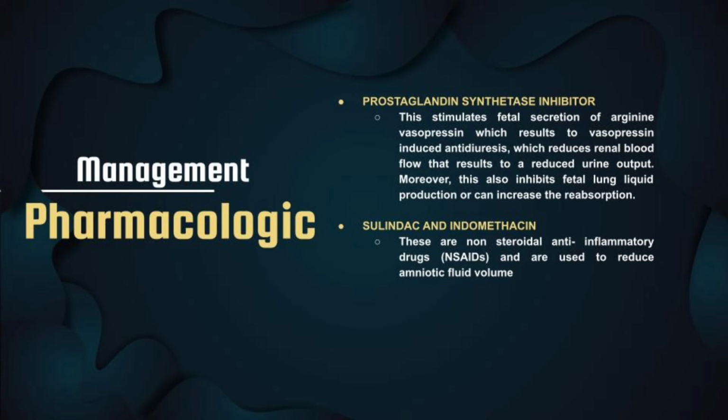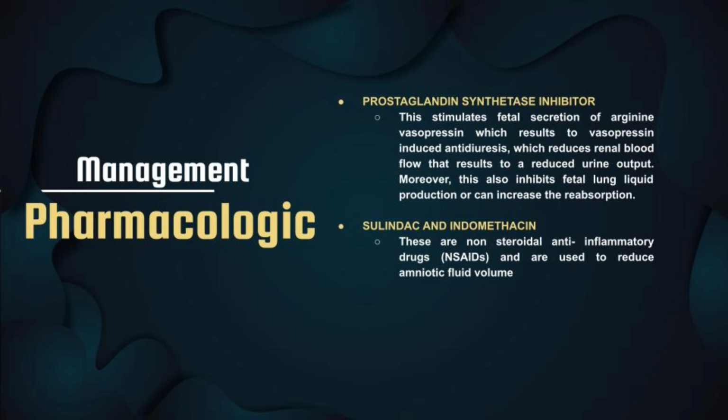For the pharmacologic, there is prostaglandin synthase inhibitor. This stimulates fetal secretion of arginine vasopressin, which results in vasopressin-induced antidiuresis, which reduces renal blood flow and results in reduced urine output. Moreover, this also inhibits fetal lung liquid production or can increase its reabsorption. This medication is used in the first and second trimester of pregnancy, and patients are advised not to take this medication after the 20th day of gestation.